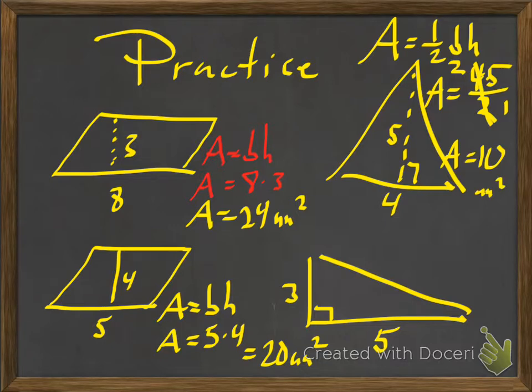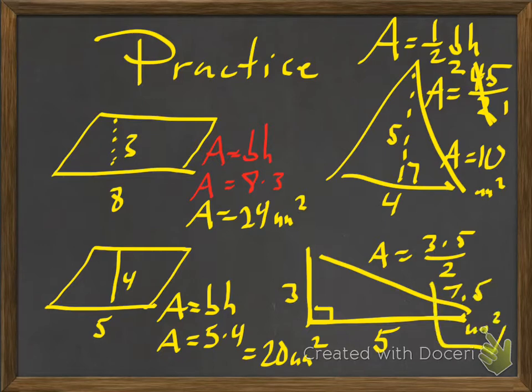And then the last one's a little weird because it doesn't look like there's a base and a height, since it's a right triangle. But if I think of 5 as the base, then 3, even though it's the side of the triangle, is the height. So the area here will equal 3 times 5 divided by 2, which is 15 over 2, or 7.5 units squared. That's it, guys.